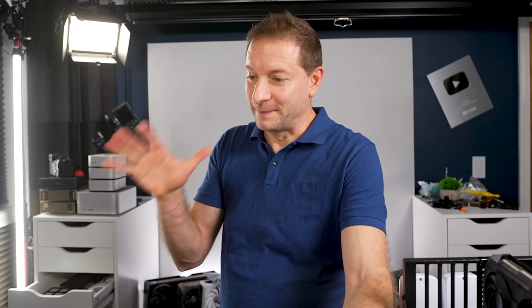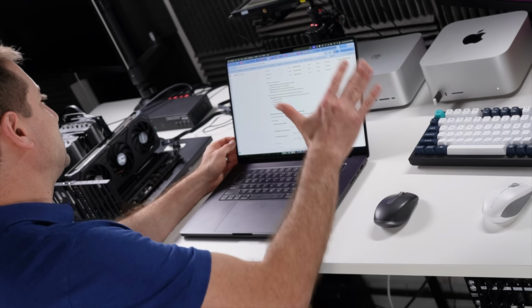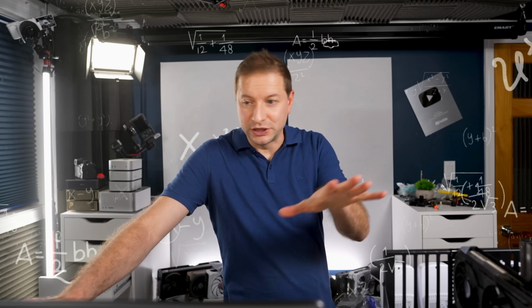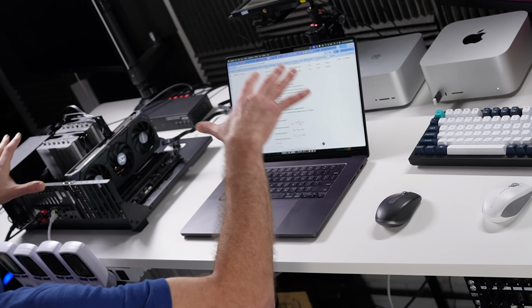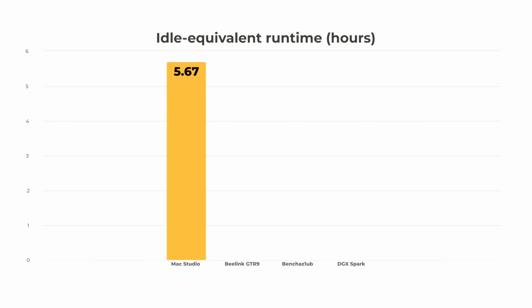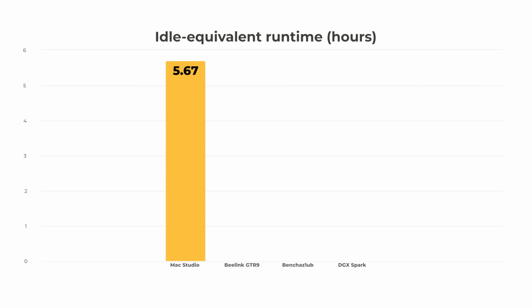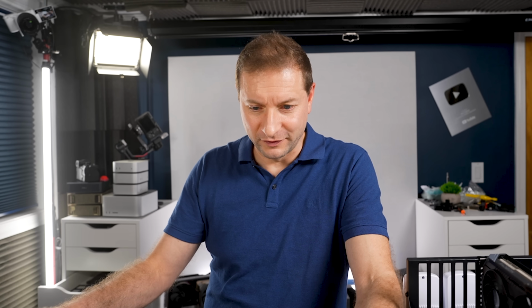So first of all, we know that the Mac Studio is super efficient when it's sitting there idle. I mean, it's efficient in general, right? And after I calculated how much energy these tests burned on each machine, let's say we have the idle equivalent runtime. Let's say they were just sitting idly. This is how long each machine would need to use up that energy. So you can see that the Mac Studio would take 5.67 hours sitting idly, what we just did in, I don't know, a matter of a few minutes.